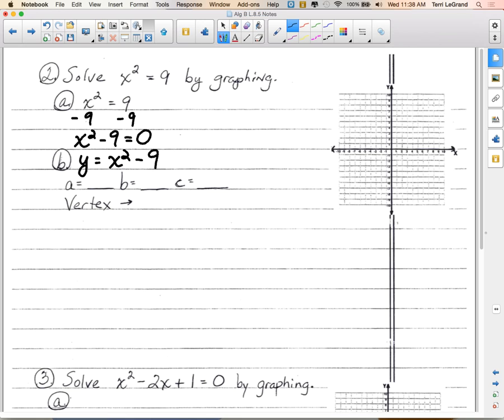So the 0 and the y just exchange. 0 is y, y is 0. Okay. What's our a value? 1. B? 0. C? -9.